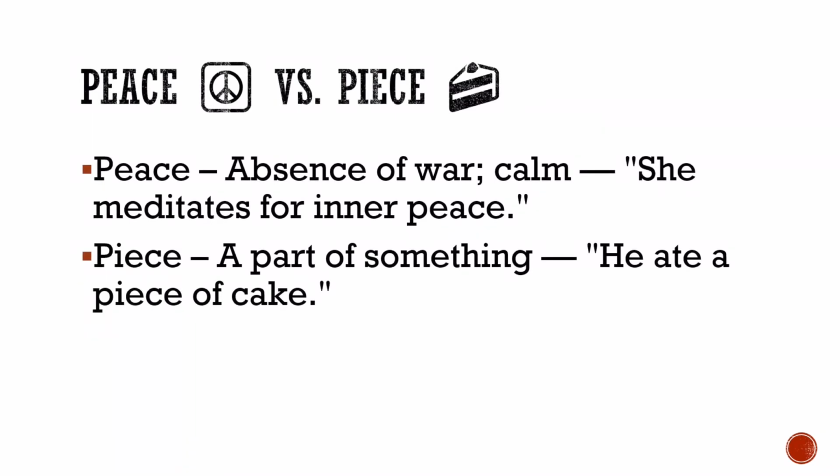The next pair is peace versus piece. The first peace is a noun. It means absence of war or calm. For example, she meditates for inner peace. But the second piece means a part of something. Still, it's used as a noun. For example, he ate a piece of cake.